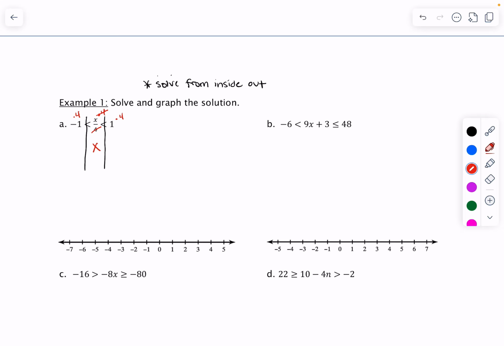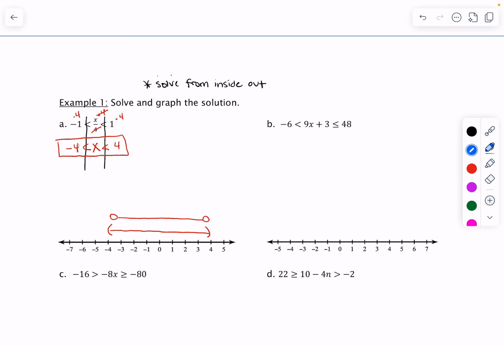So I multiply the left side by 4. So I get -4. Bring down my less than signs. On the right side, I get +4. Okay, that is my answer algebraically. Graphically, I'm going to have a parenthesis on -4 and a parenthesis on +4, and I'm just going to connect the two together. You could also use an open circle and an open circle and connect the two together. Okay.